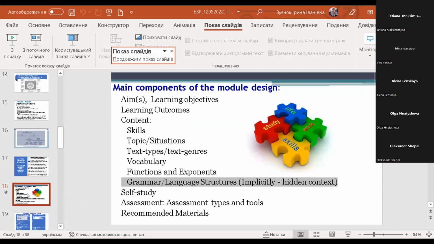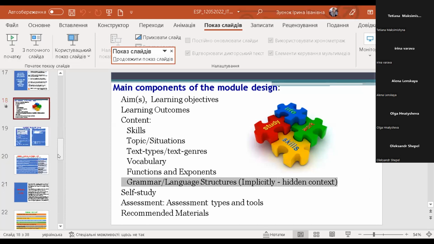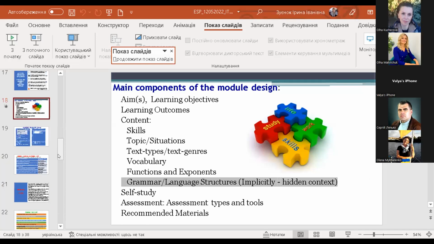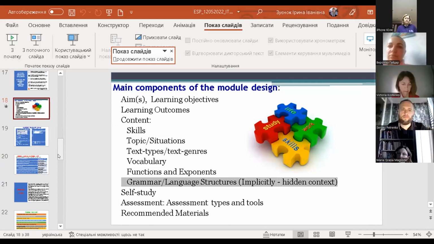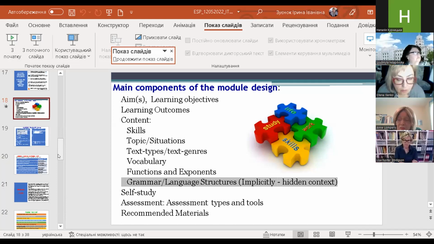And here I would like to share with you the main components of the module design. What I want to stress, which is why I asked the question about grammar, is that grammar or language structures are not learned as knowledge. They are learned and taught implicitly, hidden in context, maybe using different text types and text genres. And the other challenge of using the syllabus template was a desire to illustrate the integration of all the elements, the puzzle we gathered at the beginning of my presentation. We wanted to help teachers understand that everything in an ESP course is interconnected.